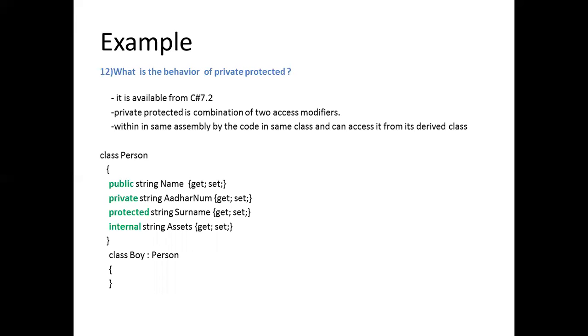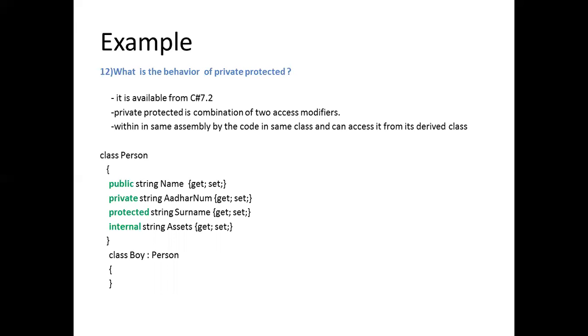For example, our transport department is there. In the transport department, we are not using this entire person class. We are using the person name and Aadhaar number. We don't require assets. So whenever we use this person class in the transport department class, we need not give assets. Like that, if we want to restrict some of the properties to a particular class, we use the access modifiers.